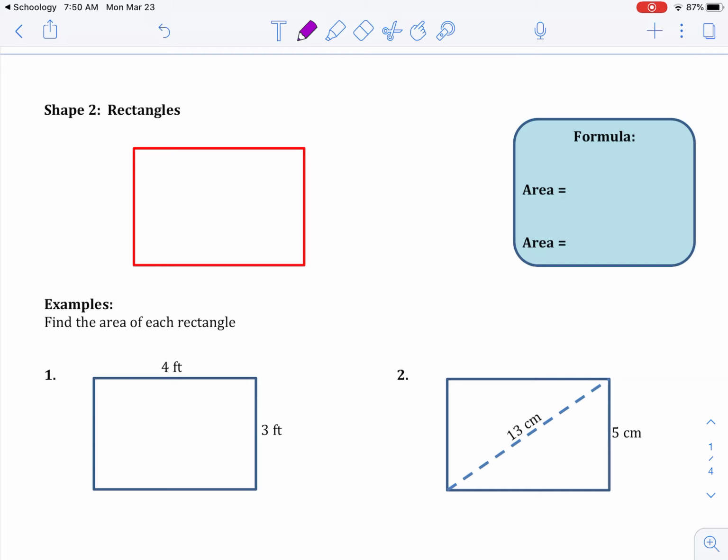All right, our next shape is a rectangle. You should know the formula for the area of a rectangle. We've used it before. It's the third grade math that we see coming up a lot.